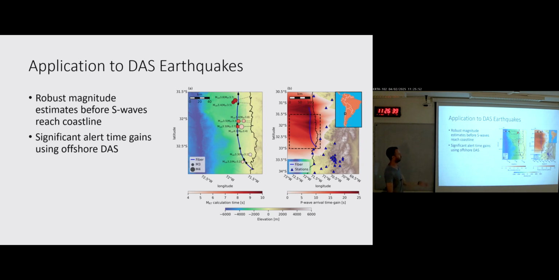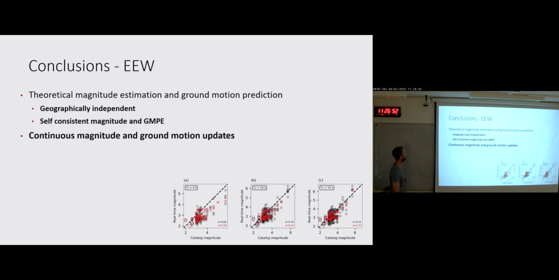And this is significant when we talk about offshore earthquakes, like what I showed at the beginning with the Tohoku-Oki earthquake in Japan, bringing us closer to the hypocenter of earthquakes and basically providing more alert time for devastating earthquakes.